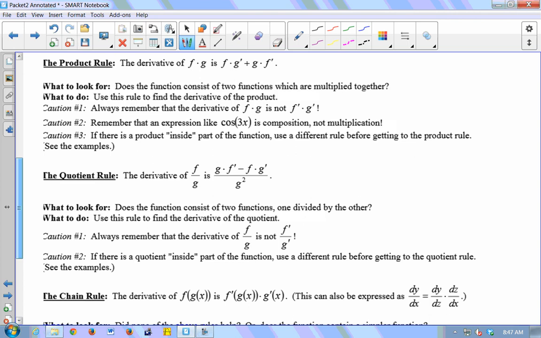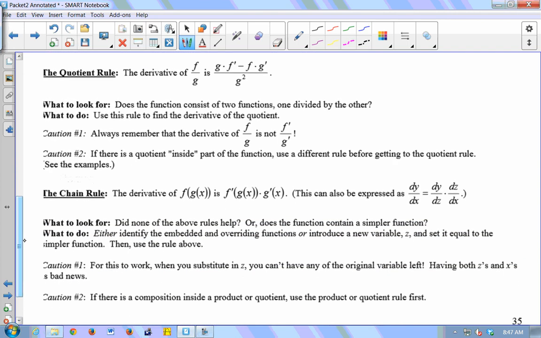And then caution number 3, if there's a product inside part of the function, you have to use a different rule before getting to the product rule. So we'll have some examples like that. And then we have the quotient rule. If the function consists of 2 functions, one divided by the other, use this rule to find the derivative of the quotient. Always remember that the derivative of f over g is not f prime over g prime. It's the more complicated looking derivative rule. And if there's a quotient on the inside, you have to use a different rule before using the quotient rule.